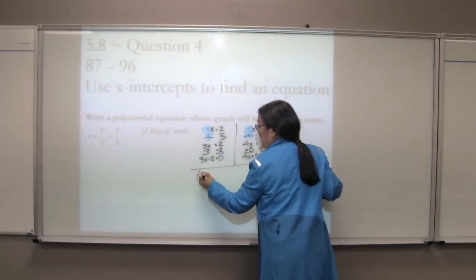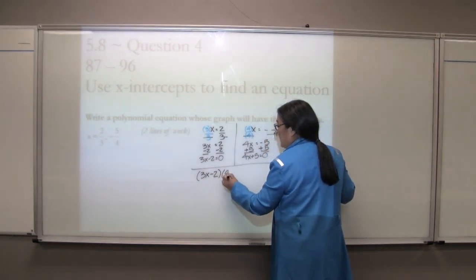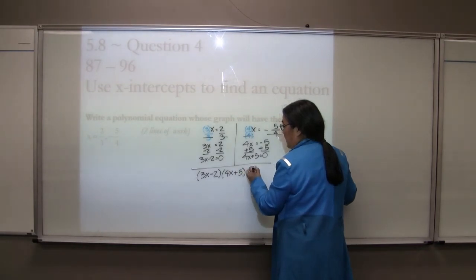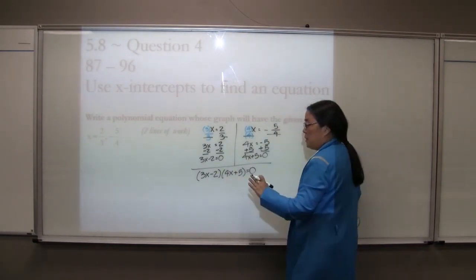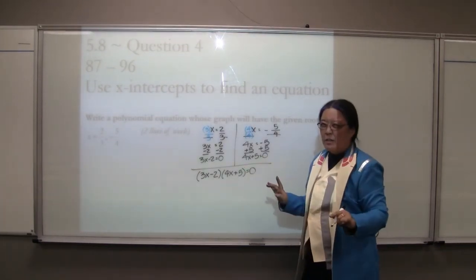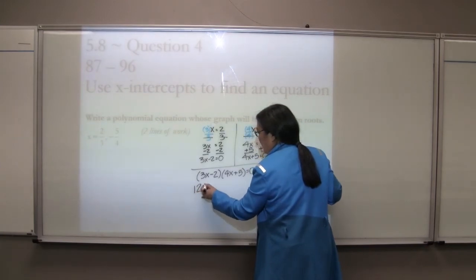So the two lines that are required, we need this times this is equal to 0. I need to see that. And then if you can multiply this together in your head, great. That's a lot yuckier than last time though. So we're going to show work because, hey, no shame in showing work.